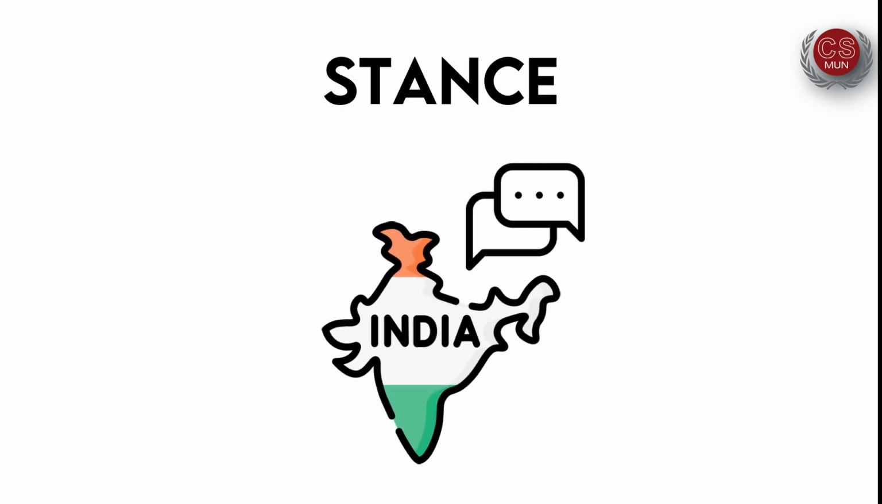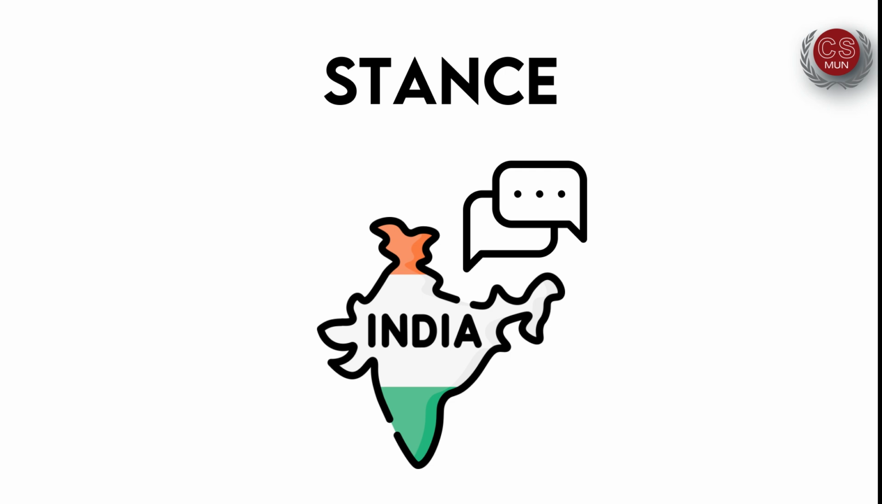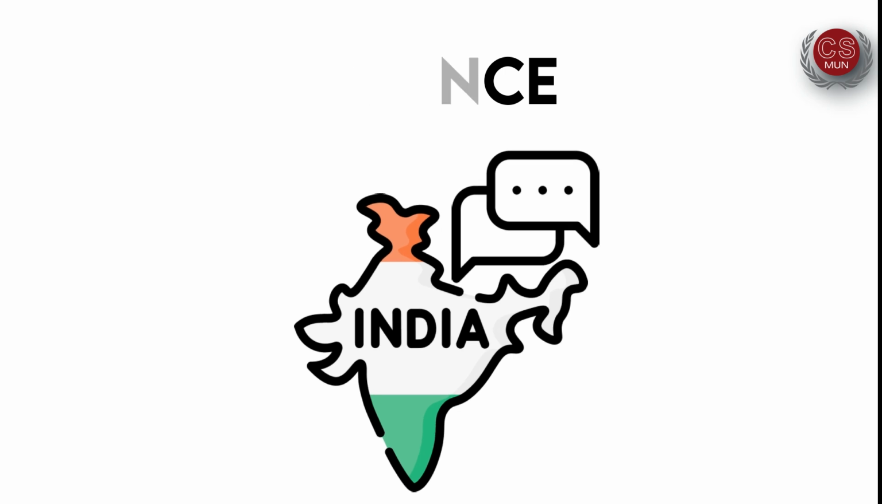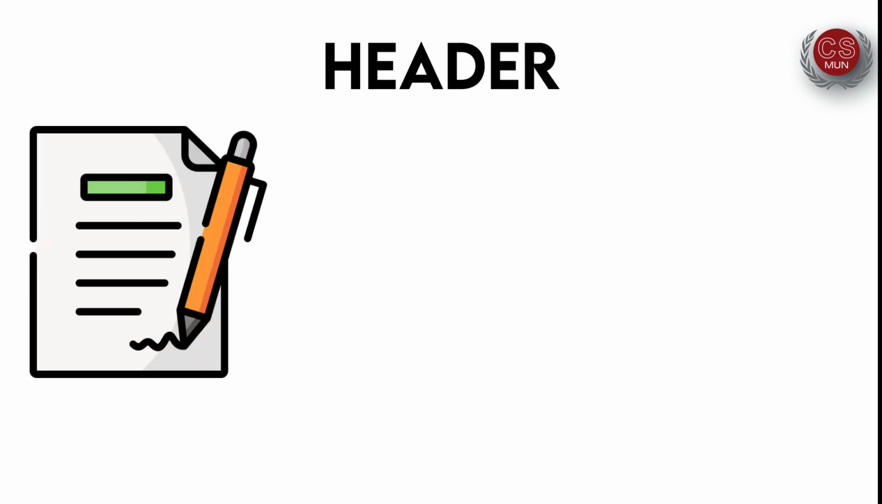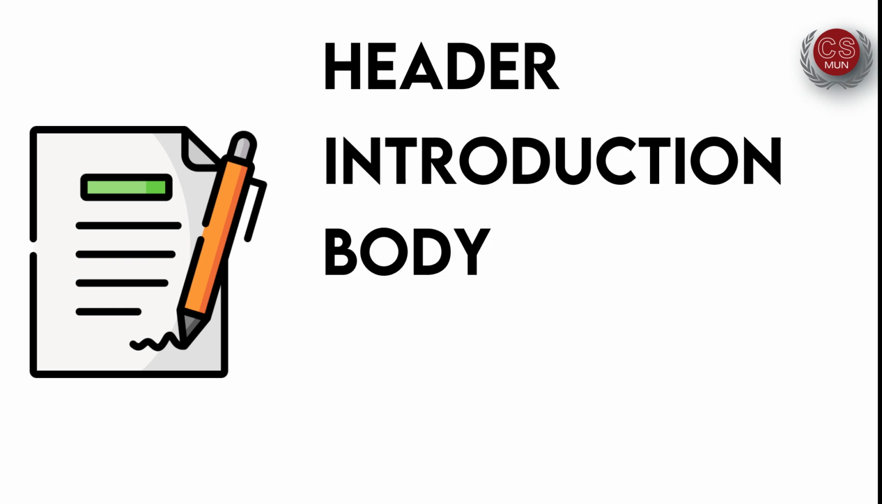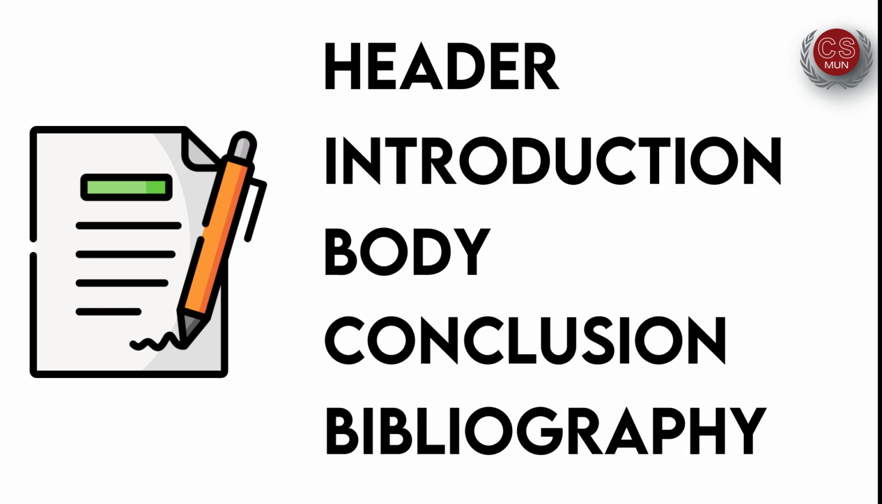A stance refers to a set of opinions or views a country holds in regard to a topic or issue. Every position paper has a header, an introduction, a body, a conclusion, and a bibliography. Now, let's look into each of these parts one by one.